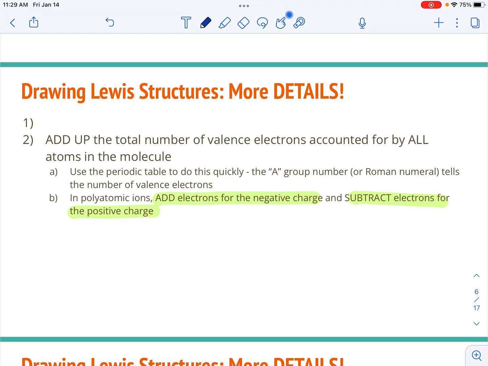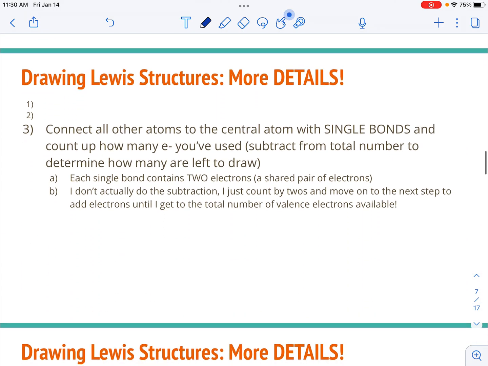So I always kind of picture a polyatomic ion as a little band of thieves going out to look for electrons to steal. So anyway, the next thing that you'll do then will be to connect everybody to the central atom with single bonds. Remember that single bonds are shared electron pairs. So a single bond accounts for 2 valence electrons, all right?